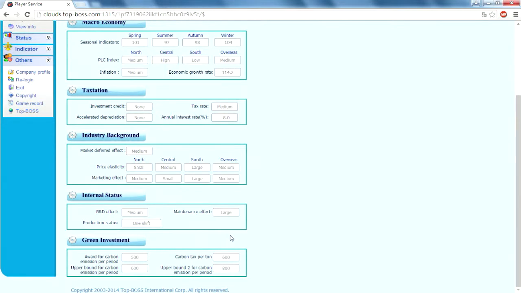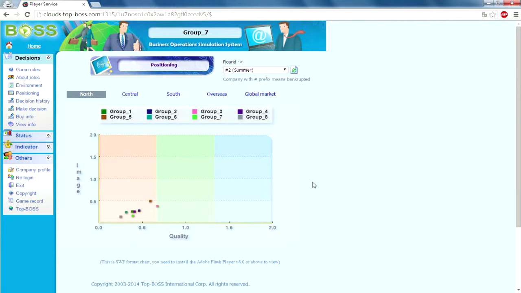First of all, you see that there's a decision and there's a button called positioning. Will you please press this positioning? When you press it, you will have this chart. This chart shows two axes. For the horizontal axis, this is the quality, and the vertical one is the image, or product branding or awareness. For the horizontal one, the quality, this result is highly related to the decision parameter R&D expense, which you will deal with later when you have the whole picture.